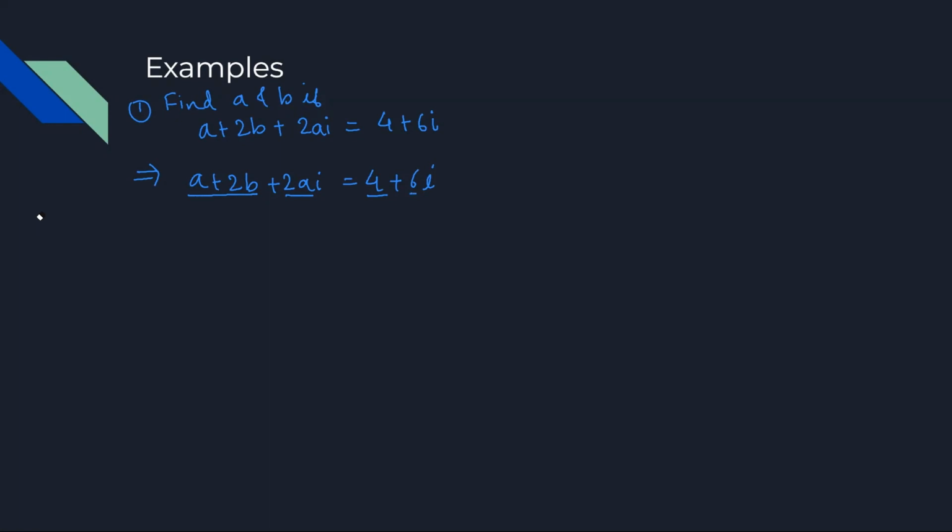So if we compare, what do we get? a plus 2b should be equal to 4 and 2a should be equal to 6. So I will write these two equations. a plus 2b equal to 4 and 2a equal to 6. If I solve this, I will get a equal to 6 by 2, which is 3. So I got the value of a, which is 3.